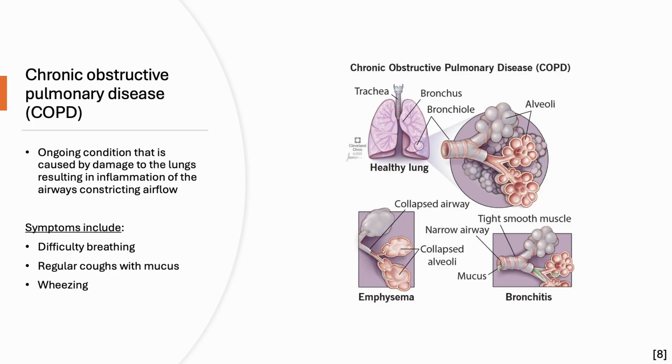If you look over here in the picture, you'll see that in a healthy lung, the alveoli are perfectly round and the bronchiole is wide open for sufficient airflow, whereas those on the bottom with the disease, in emphysema, you'll see that the alveoli are collapsed. The airways are more narrow, and in bronchitis, the bronchiole is filled with mucus, and that is what causes the symptoms of difficulty breathing, regular coughs with mucus, and wheezing.